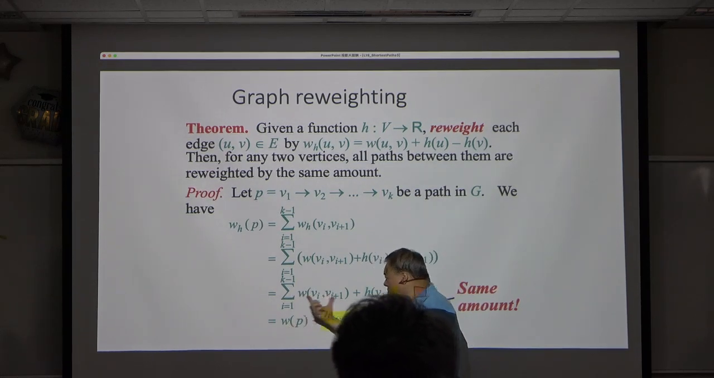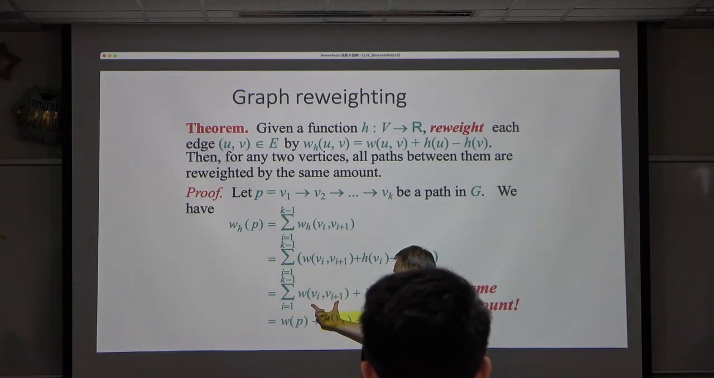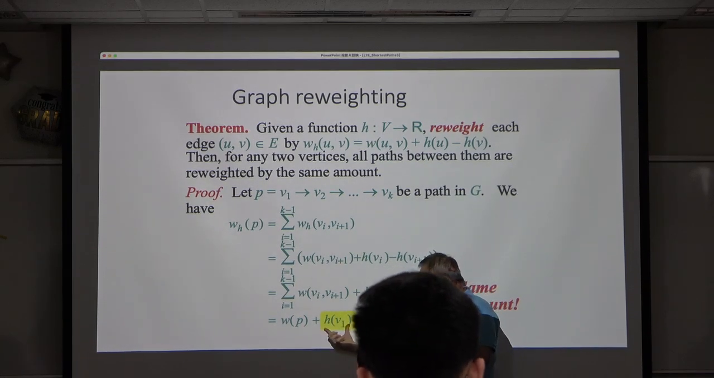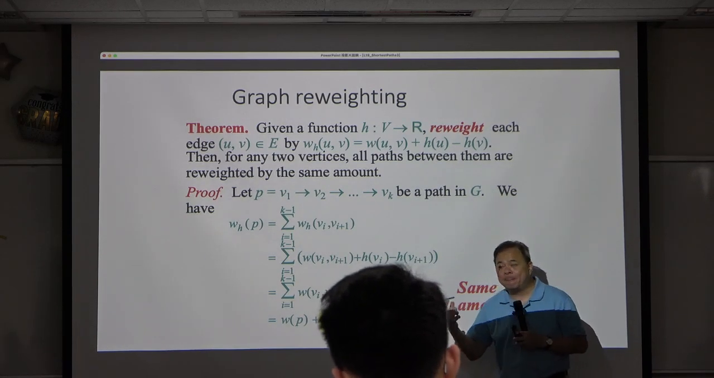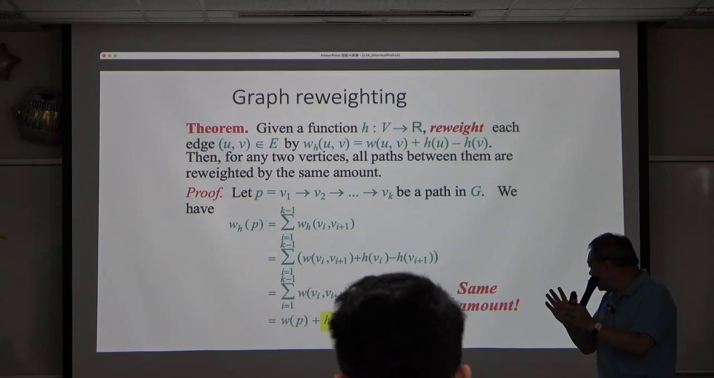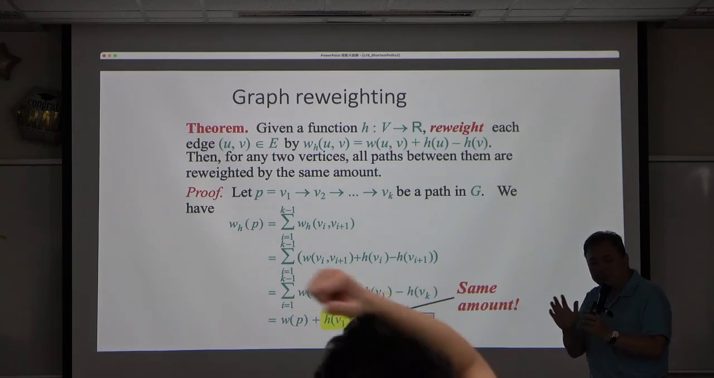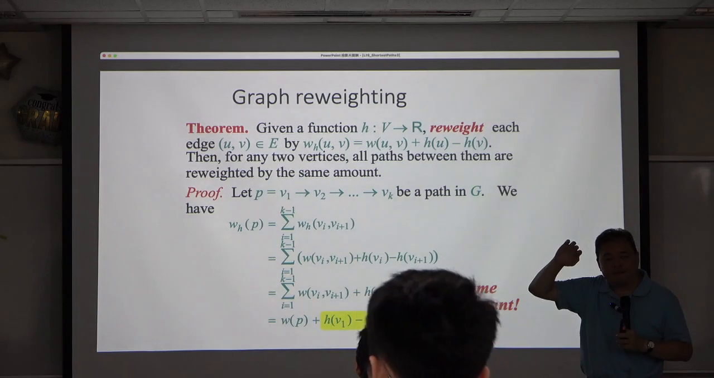this part is going to remain. So you have W(p), but you are also going to have h(V1) minus h(Vk), right? All the intermediate ones, like h(V2), h(V3), h(V4), and so on, they all cancel out each other, right?